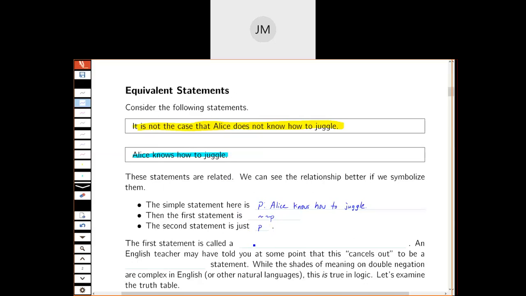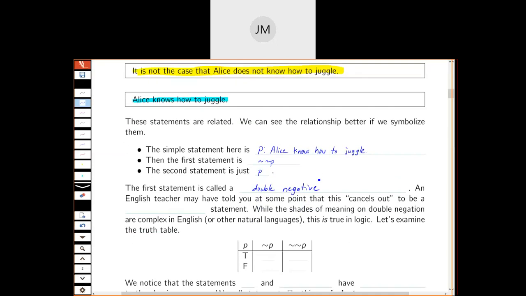This first statement is something that we call a double negative. And you may have heard that double negative statements cancel out to be a positive statement. So it's not the case that Alice does not know how to juggle is the same as saying that Alice knows how to juggle.